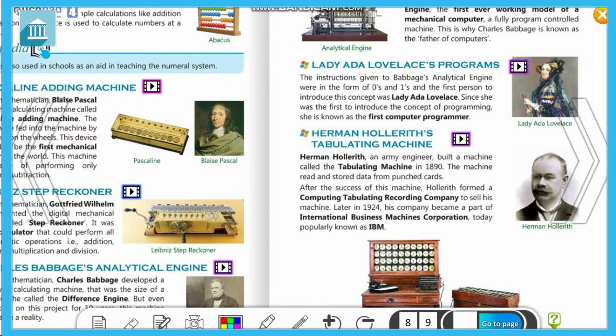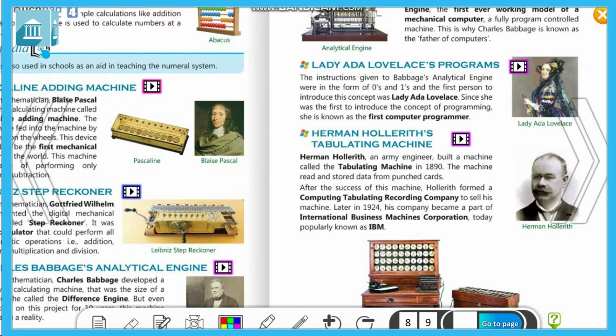After the success of this machine, Hollerith formed the Computing Tabulating Recording Company to sell his machine. Later, in 1924, his company became a part of International Business Machines Corporation, today popularly known as IBM.